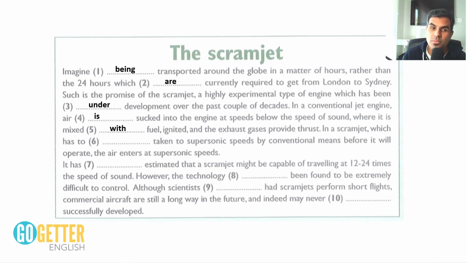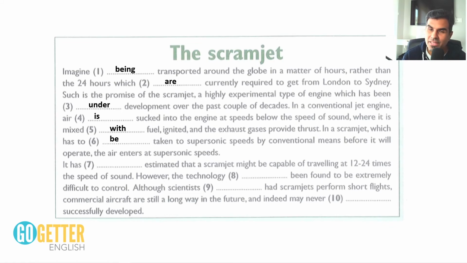In a scramjet, which has to be taken to supersonic speeds by conventional means, now in this case, the scramjet needs some help actually getting to those supersonic speeds. So why not use a passive here: which has to be taken to supersonic speeds by conventional means before it will operate. The air enters at supersonic speeds.